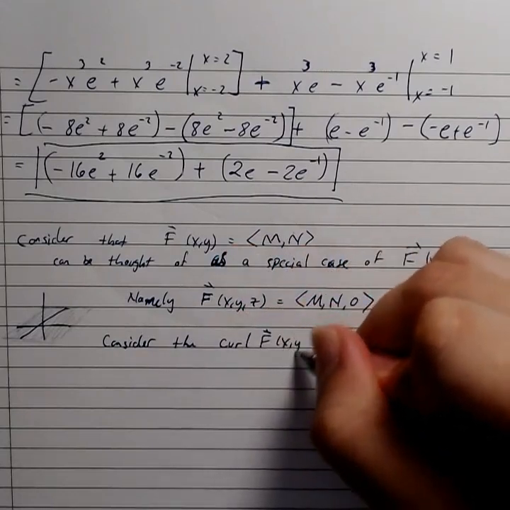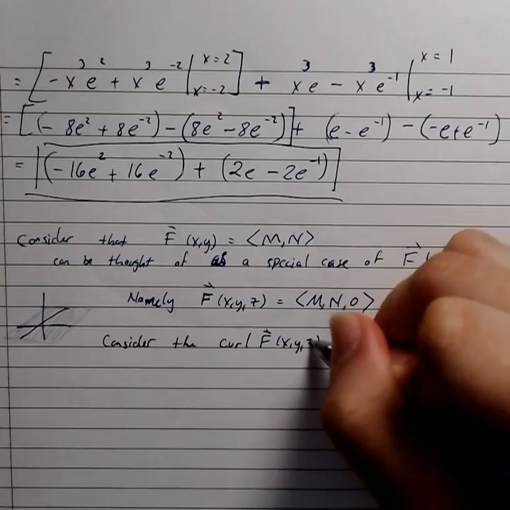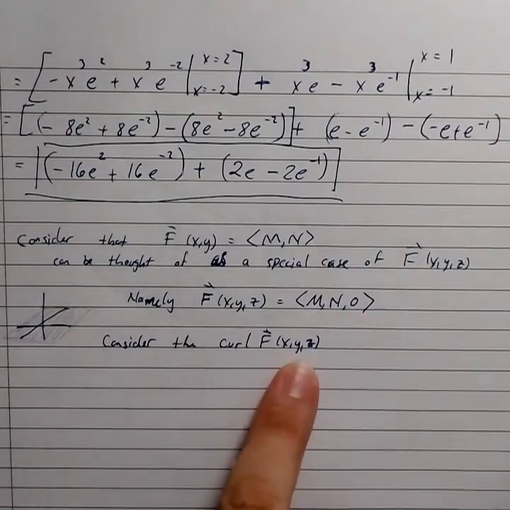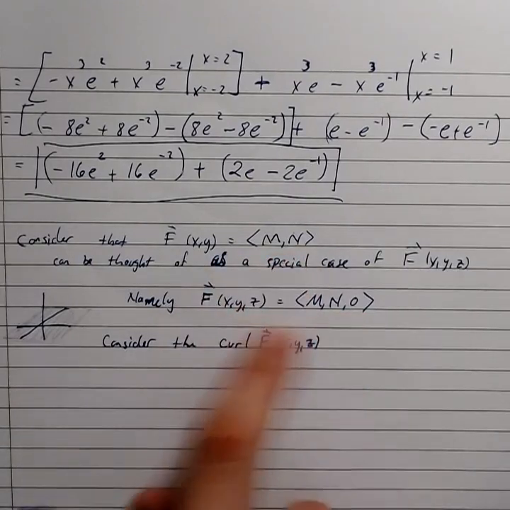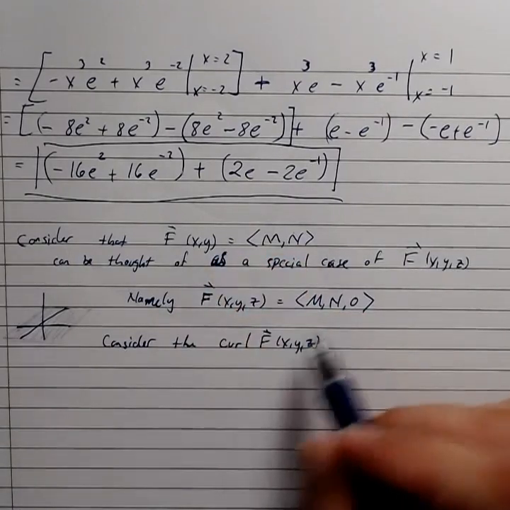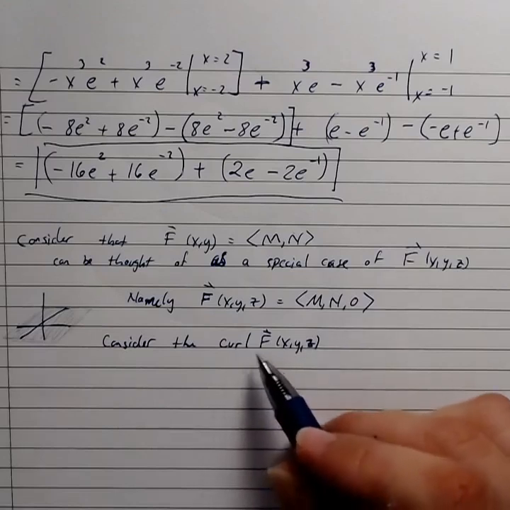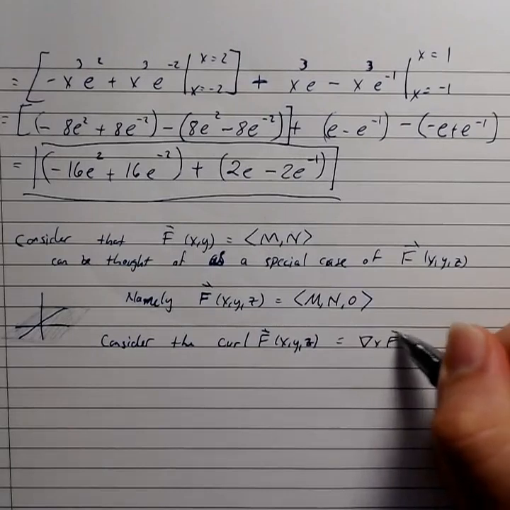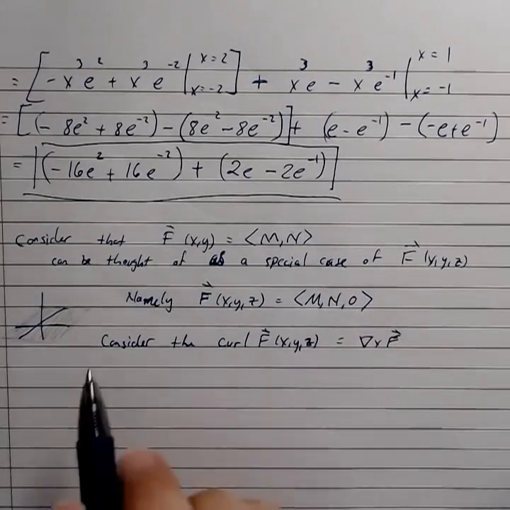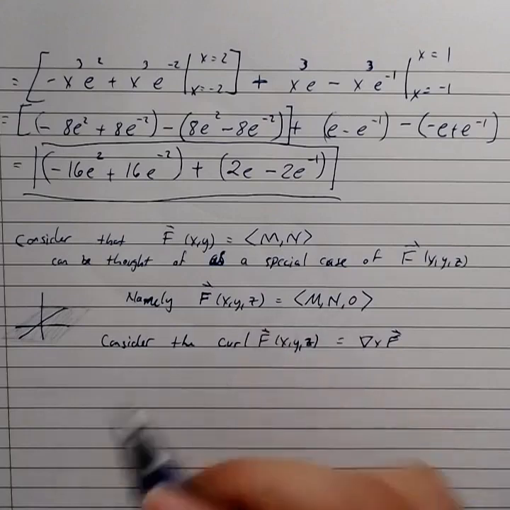Of x, y, z. Now remember, curl is defined as a cross product, so we can't do it for something with 2 dimensions. It would have to be a vector in R3. So here we have the curl of f, which, if you remember the notation, is del cross f. Let's consider the curl of something that looks like this.